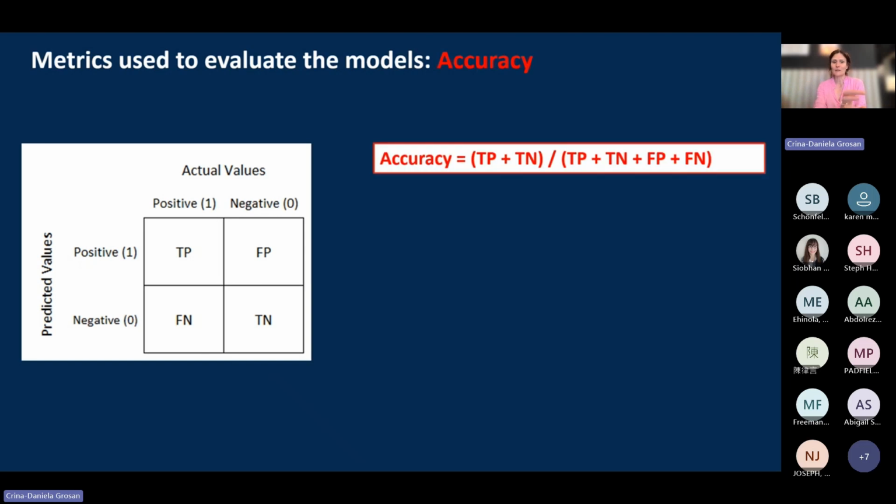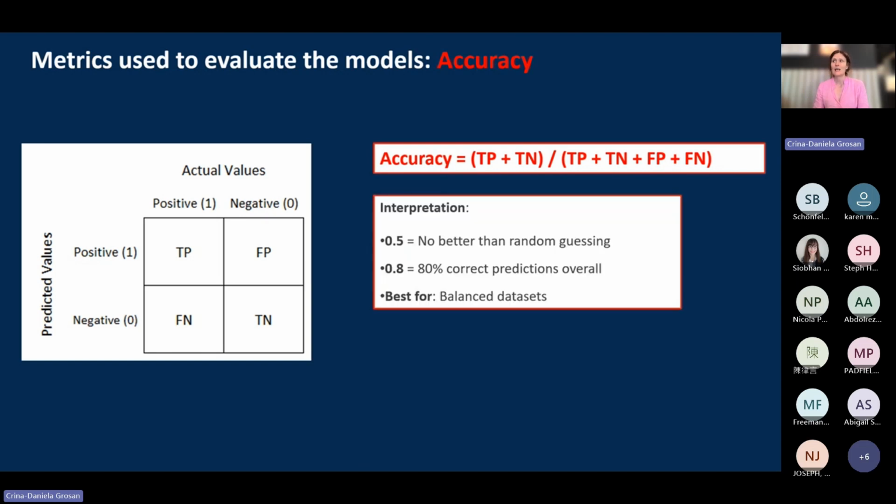And then there are various combinations of these 4 values that are called accuracy, and we'll go on with a few more. So accuracy is these combinations of true positives, true negatives. And the interpretation of the accuracy is that if you get a value of 0.5 or below, it is not better than random guessing. So the algorithm doesn't do anything, basically. 0.8 means that 80% is correctly predicted overall. Now, this could be a combination of correctly predicted positives and correctly predicted negatives, but this works well when your data is balanced. Balanced means you have kind of similar representation of classes or types of outcomes in your data.